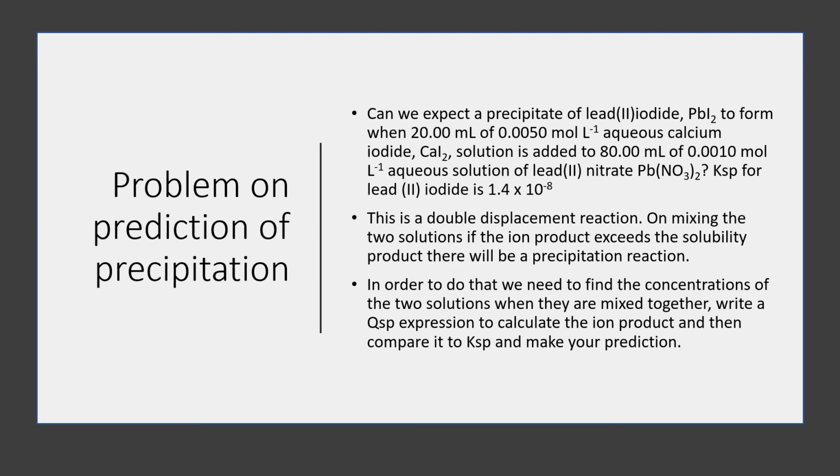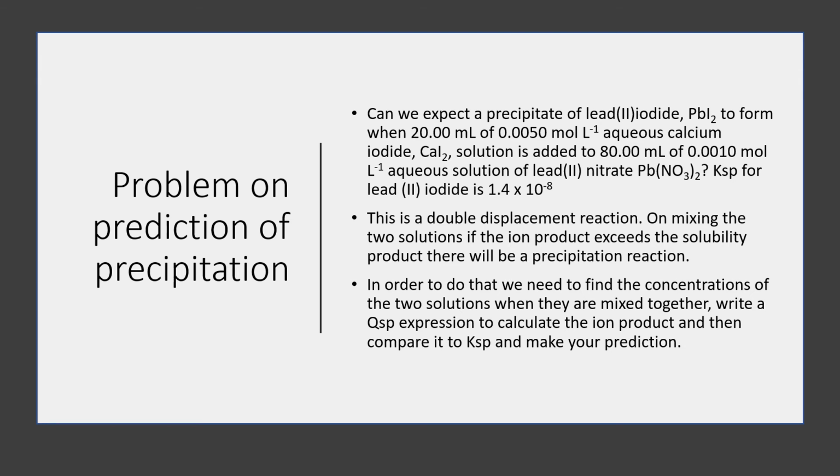PbI2 you have already seen is a compound with low solubility. The Ksp is 1.4 into 10 to the power of -8 in this case, as written here. So we're going to use those values to make a prediction.